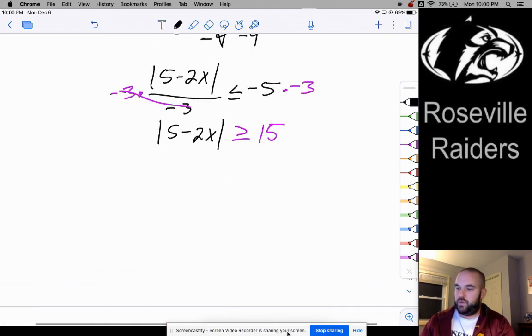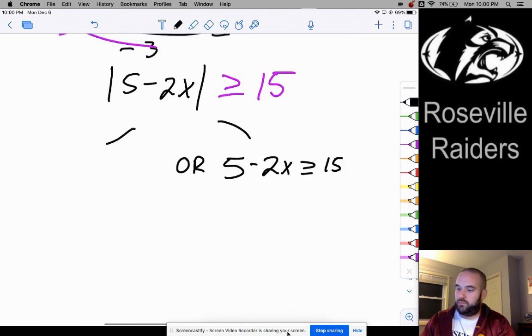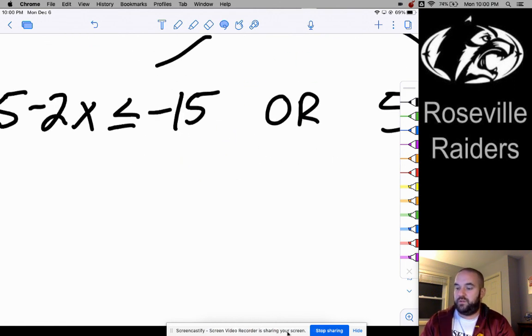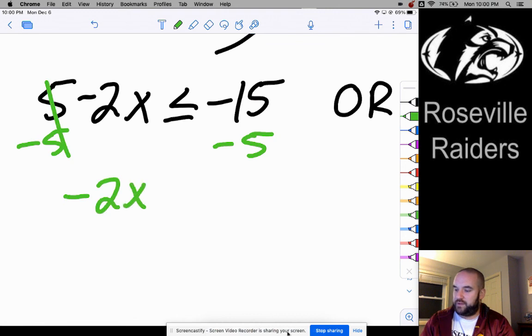Okay. So if I want to split this into two inequalities, I'm going to have 5 minus 2x is greater than or equal to 15, or 5 minus 2x is less than or equal to negative 15. So those are my two options. So now we're just going to solve each one individually. I'll start on the left. I'm going to subtract 5 from both sides. That's going to give me negative 2x is less than or equal to negative 20.